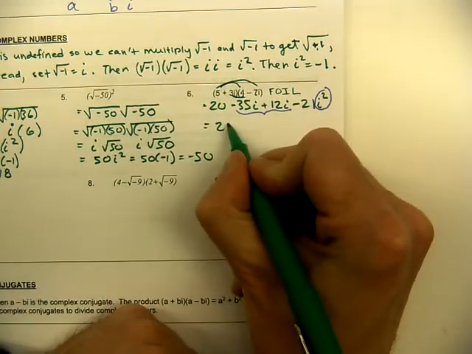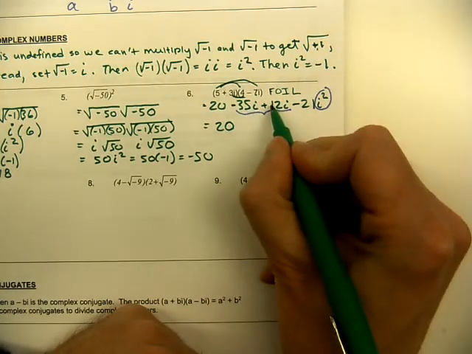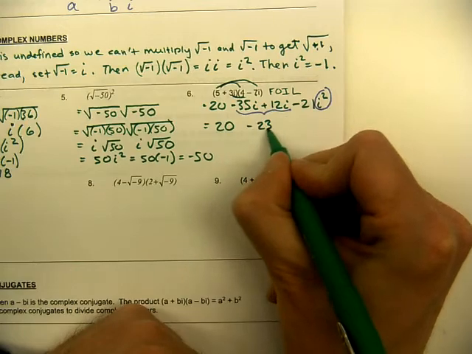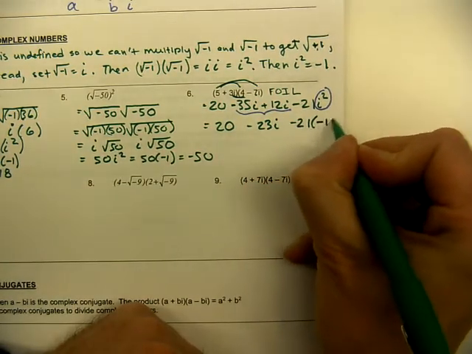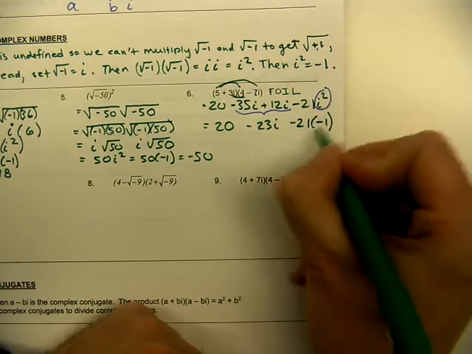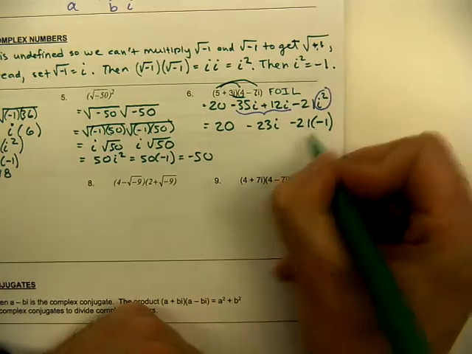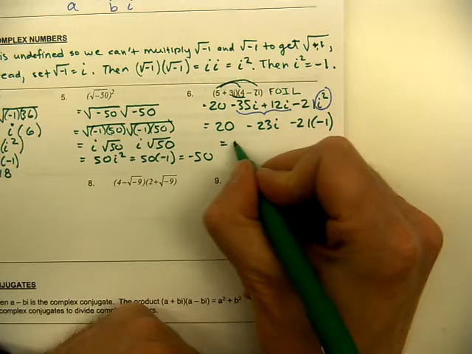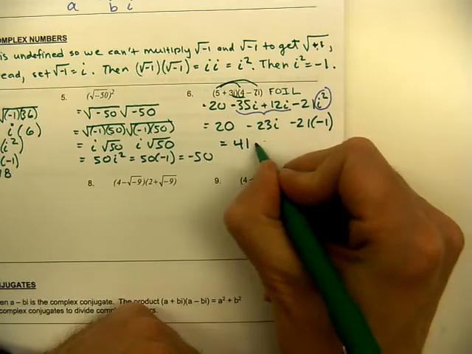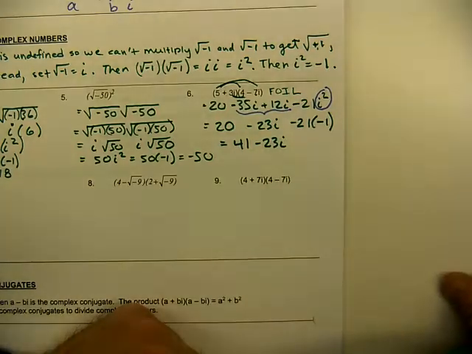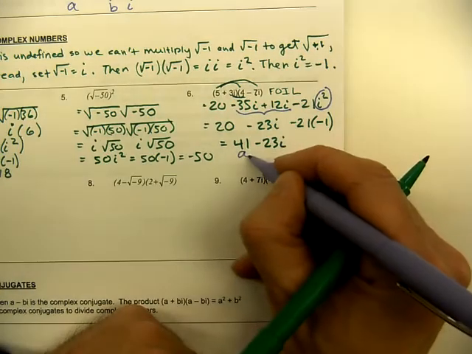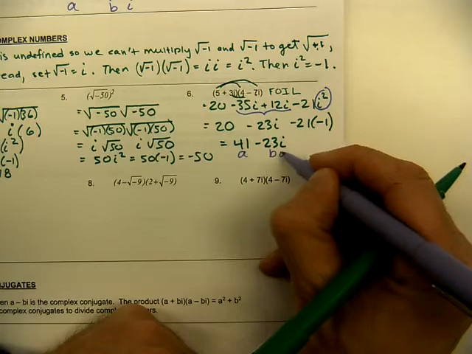So you have the real component of 20 in front. Here you have a -23i in the middle, and then that -21 is being multiplied by a -1, so that'll turn into a positive 21, which means it's going to be added to the 20 in front. So the final result is a real component of 41, and the imaginary component is -23i. So again, notice it fits the pattern. There's your a, there's your b, and there's your i.